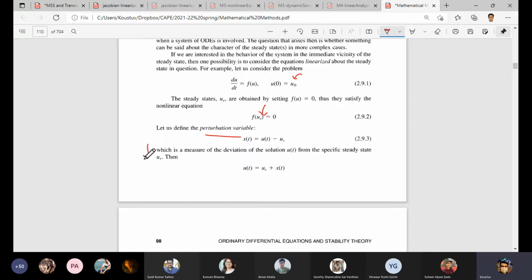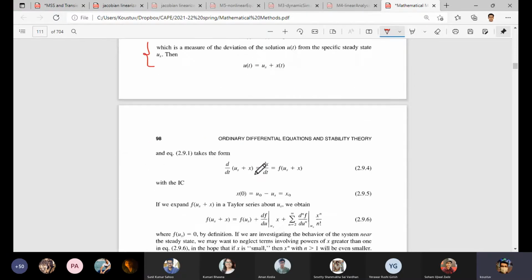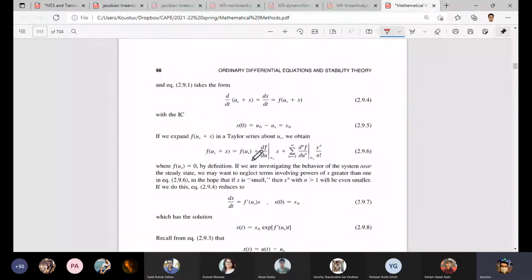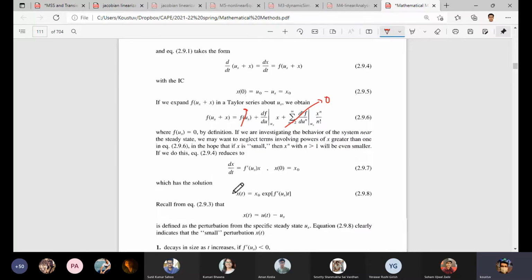This is very important, the definition of it written. And then what we do, just single valued functions, and we take up a Taylor series expansion. From this onwards, we basically omit the terms, we ignore them, and this also is 0. So basically dx/dt is nothing but df/du, that means f', the first derivative at the steady state point, times x, right? So this has the solutions of this form, which you can easily write.